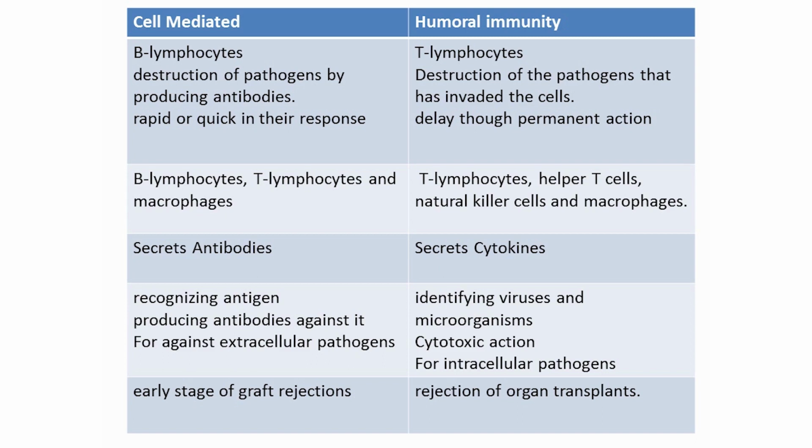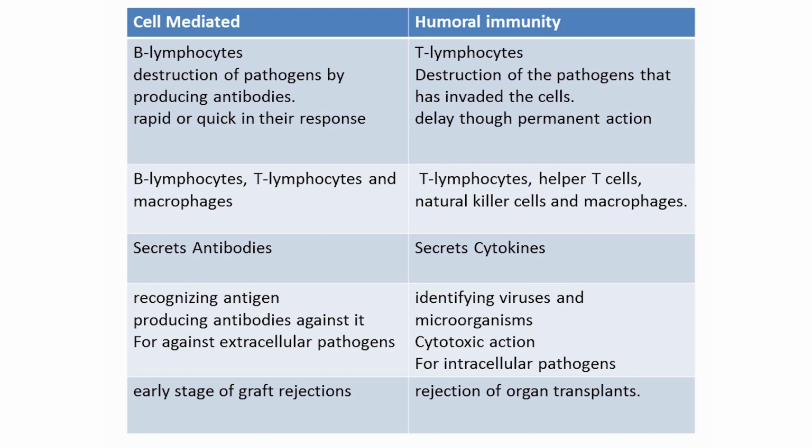And humoral has got T lymphocytes, helper T cells, natural killer cells, and macrophages, because this is a cytotoxic action. They are going to kill the whole cell. So this mechanism is identifying the virus and microorganism and going for cytotoxic action for intracellular pathogens. Whereas B lymphocytes are involved in this cell-mediated immunity where they secrete antibodies, and the antibodies recognize the antigen-producing antigens and then they kill that extracellular pathogen.